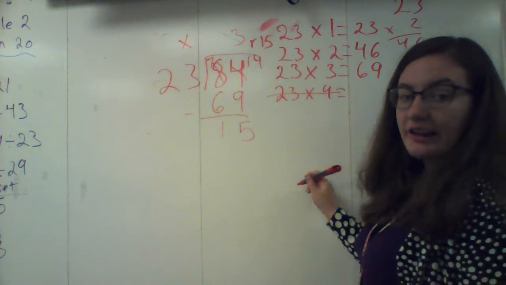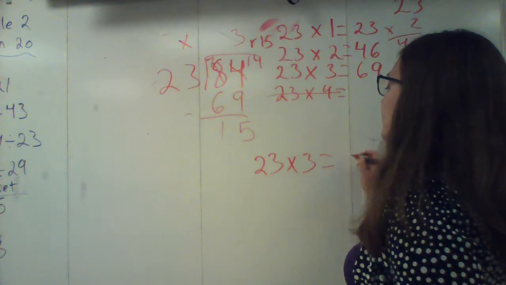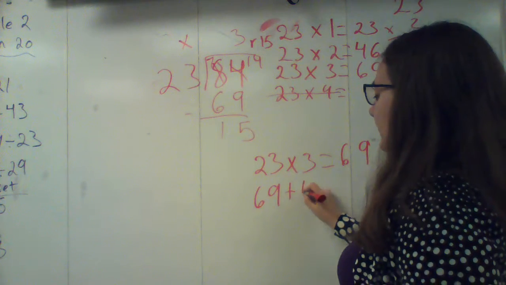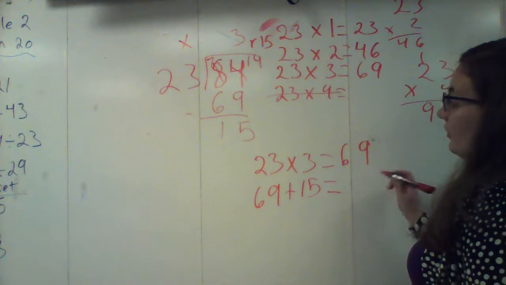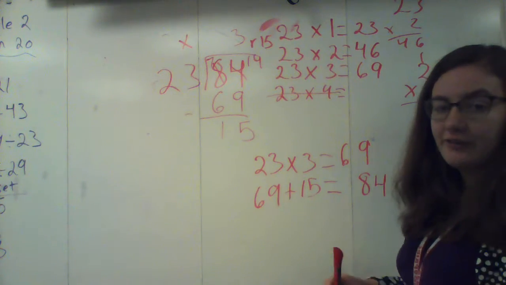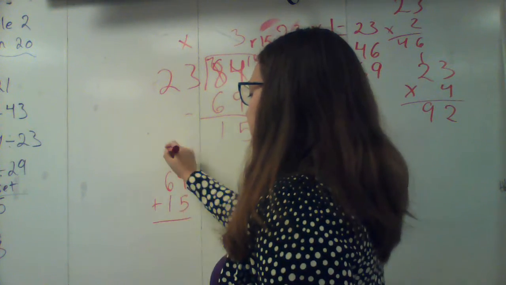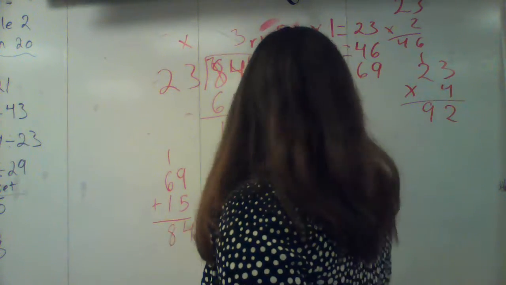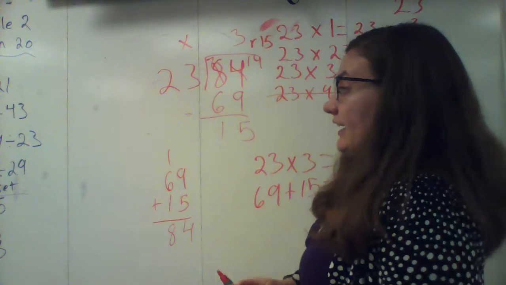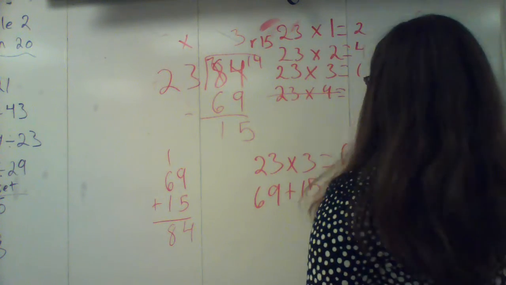Now I need to check my answer. So I'm going to do 23 times 3, which is 69. And then I do 69 plus 15, which equals 84. For the adding part, if you ever need to set it up as a standard algorithm like this, so you can make sure you're getting your correct answer, you can also do that as well. All right, go ahead and erase what you have, and we're going to work on the very last problem.